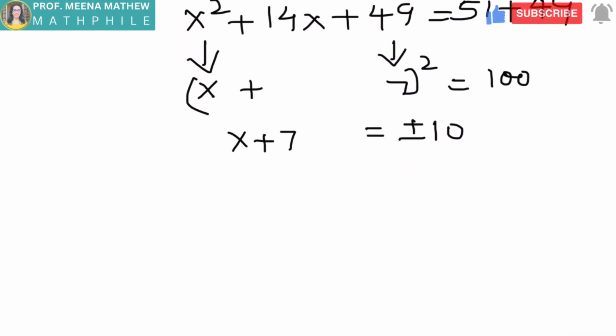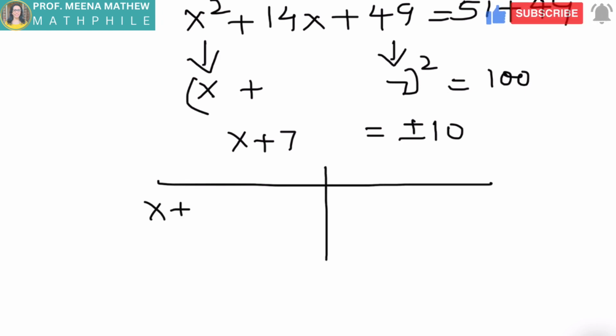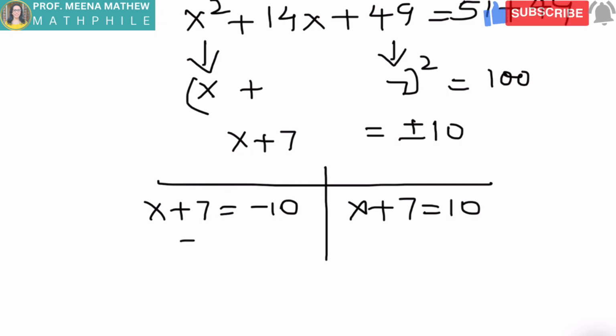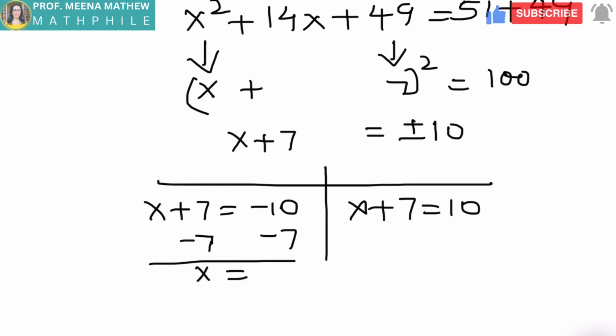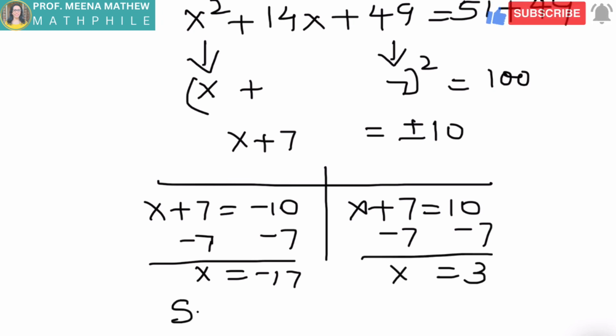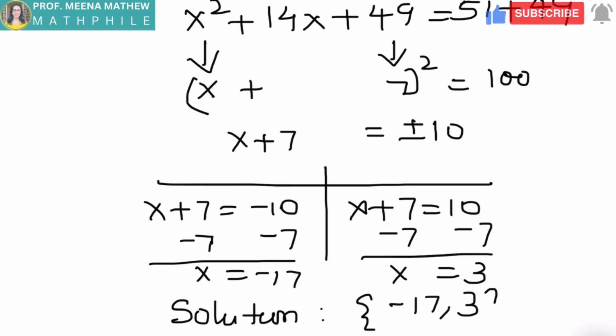It's easy to solve now. Let's solve it. There are two values for x. One is x plus 7 equals negative 10. The other is x plus 7 equals positive 10. Then add negative 7 to both sides. So x equals negative 17. And here, negative 7, negative 7, x equals 3. So we get the solution: negative 17, 3.